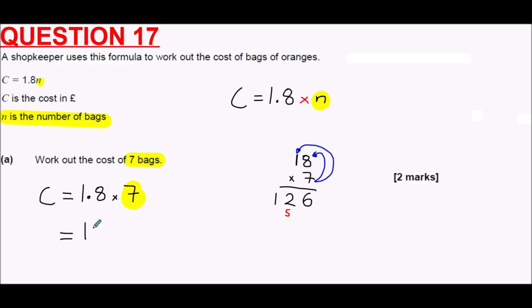And so 1.8 times 7 will look like 126. However, in the question, we had 1 decimal place. There's 1 number after the dot in the question. And so in the answer, we need 1 number after the dot as well. So that 6 needs to come after the decimal. And so the decimal goes here. And so it's not £12 6p, it's £12.60. 6p would be 0.06. 12.6 means £12.60.